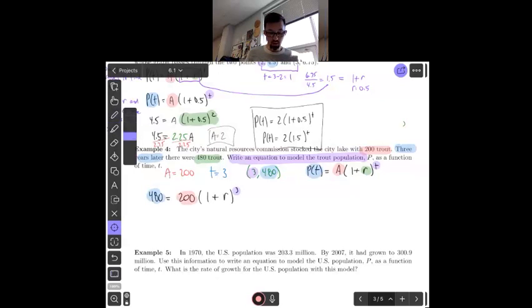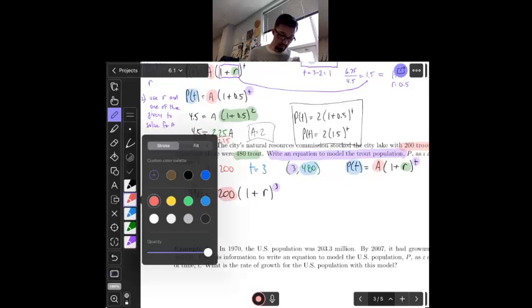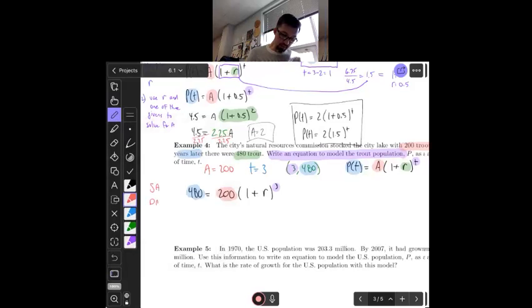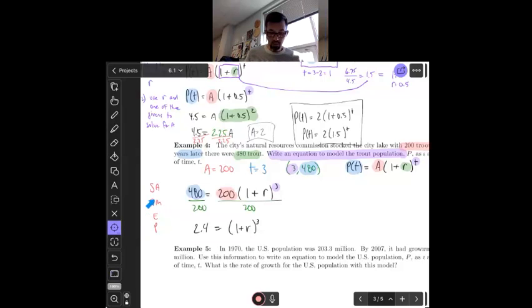Okay, so you can see that R is the only thing we don't know now. So how do we solve that? We should use SADMEP as we're solving. We look on the outside of the parentheses for any subtraction or addition to do. There's none on the outside. Look for any division or multiplication to get rid of. Oh, there's a 200 that's multiplying, so I'm going to divide by 200. That gives me 2.4 equals 1 plus R cubed. No division or multiplication left. Now we're down to exponents. How do we get rid of a cube? By cube rooting.